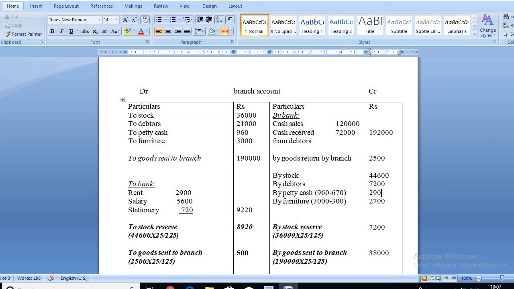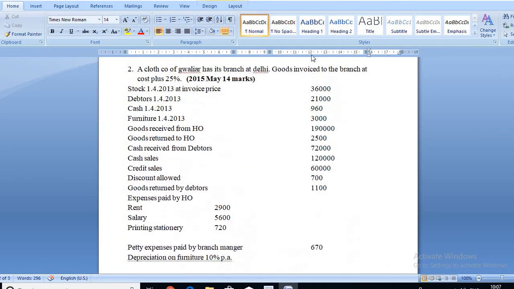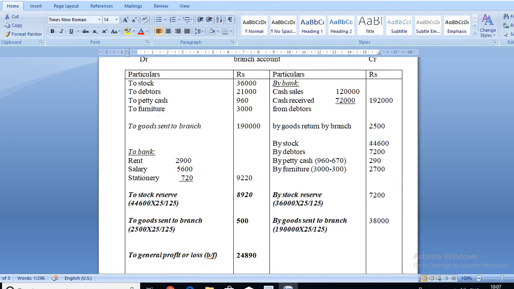Opening cash is given, but closing cash is not given. How to calculate closing cash? Opening cash is 960 rupees. From this 960 rupees, the branch paid expenses of 670. So 960 minus 670, the remaining balance will be the closing balance of cash. The opening balance of furniture is 3,000, but closing balance of furniture is not given. So deduct 10% depreciation, that is 300 rupees. You will get 2,700 as closing value of furniture.